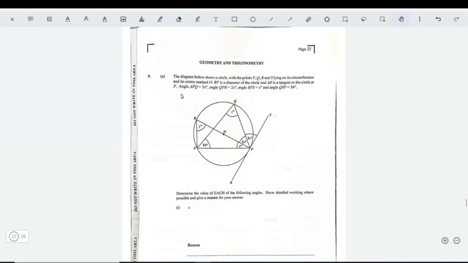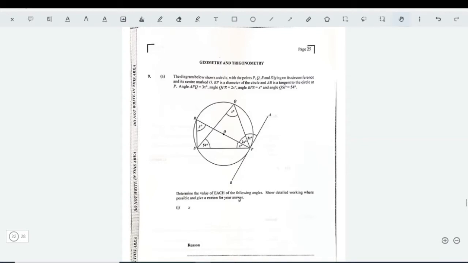PQR is lying on its circumference and its center marked O. RP is the diameter of the circle and AB is a tangent to the circle at P. Angle R is 2x degrees. Angle RPS is x degrees. Angle QSP is 54 degrees, all of which they put on the diagram.